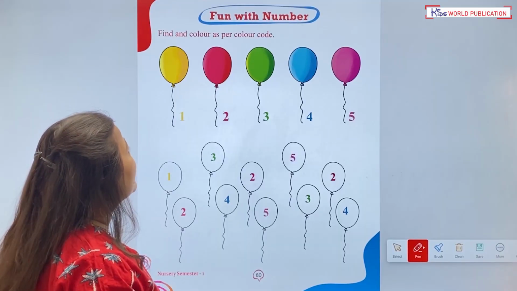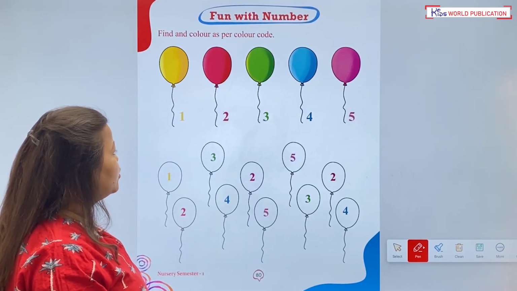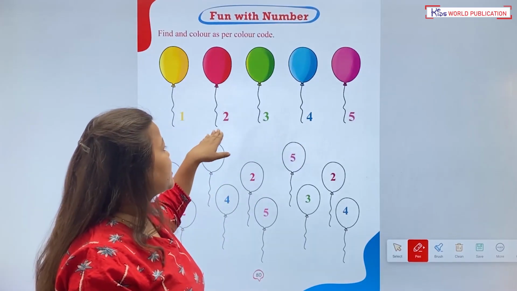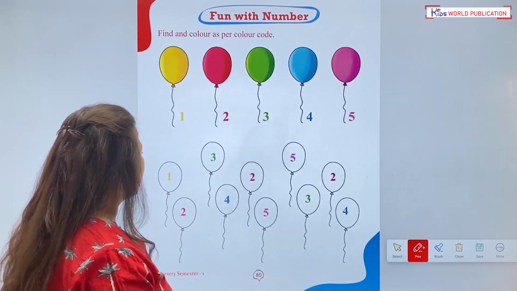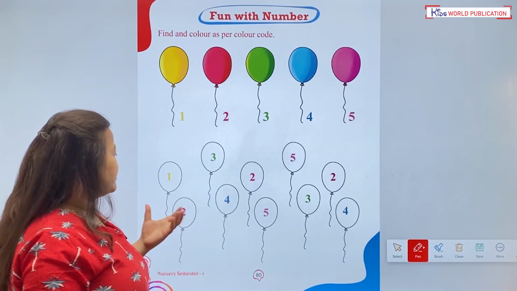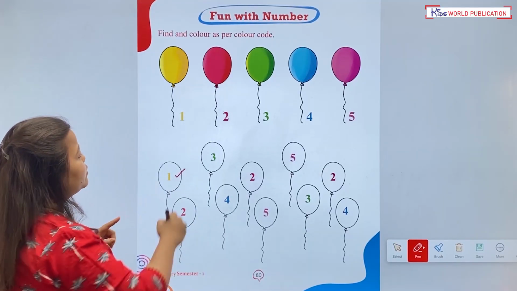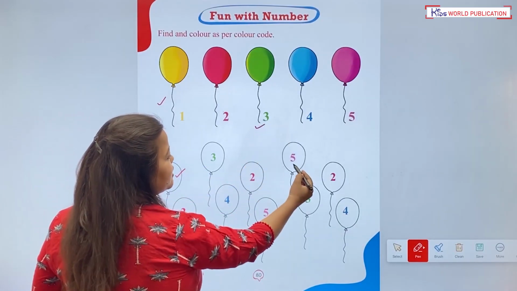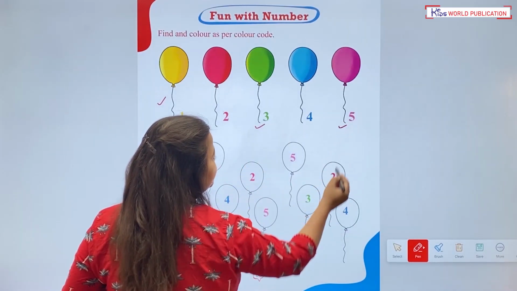Fun with number. Find and color as per color code. So kids, there are balloons given and also some numbers with the color code. So you will color the uncolored balloons according to the number code. Number 1 balloon, you will color in yellow. Number 3 balloon, you will color in green. Number 5 balloon, you will color in purple.